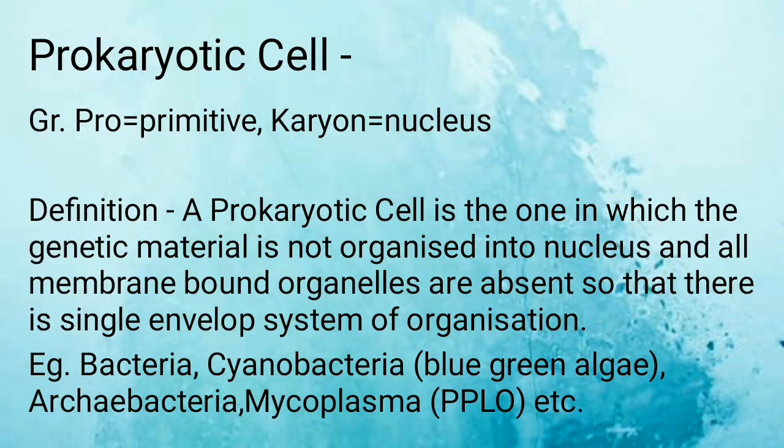The Greek term pro means primitive and karyon means nucleus. So we can say a prokaryotic cell is the one in which the genetic material is not organized into a nucleus and all membrane bound organelles are absent, so that there is a single envelope system of organization. Prokaryotic cells occur in bacteria, cyanobacteria, archaebacteria, and mycoplasma.